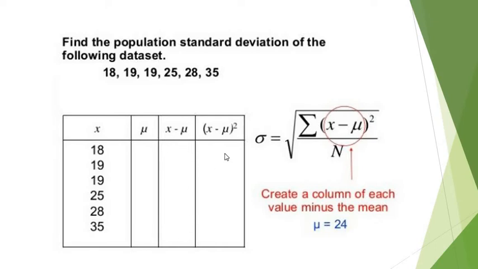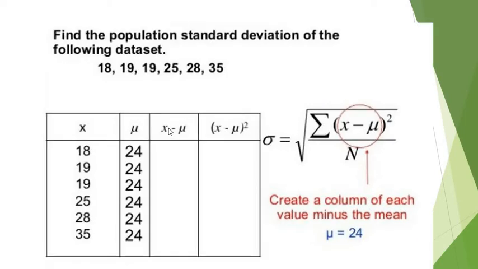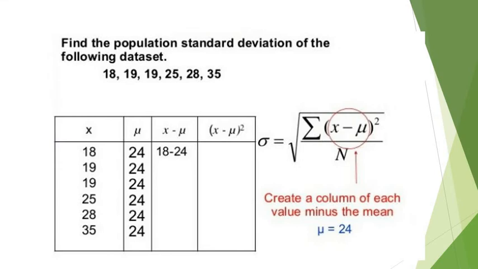Alright? So let's go on. We have the mean that we calculated. We fill it out under that column. The next step is to take the 18 and subtract 24. Take the 19 and subtract 24. Take the 19, subtract 24, 25 minus 24, 28 minus 24, 35 minus 24. Okay, so let's see what we get. As you can see, we have 18 minus 24. What should we get? Not positive 6, but negative 6.